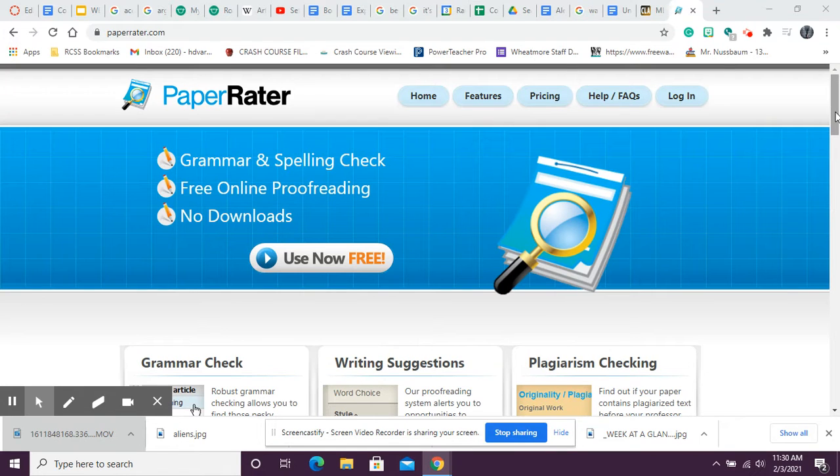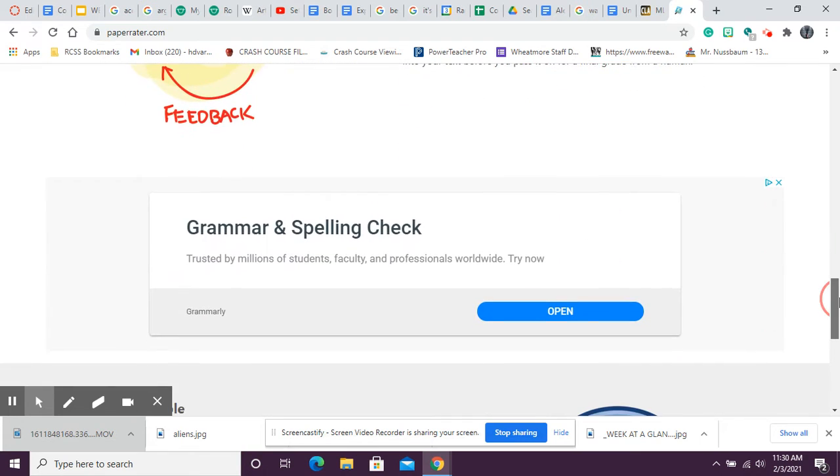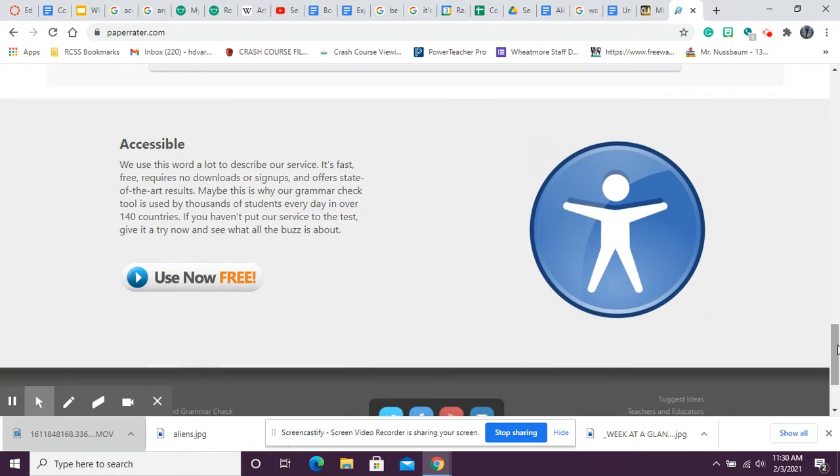Okay, I'm going to show you another great site that I like to use. It's called Paperator. You may have used this before. What you're going to do is copy your paper, copy and paste it. You're going to go all the way to the bottom, and it's going to say use now for free. Okay, I'm going to tap that on.